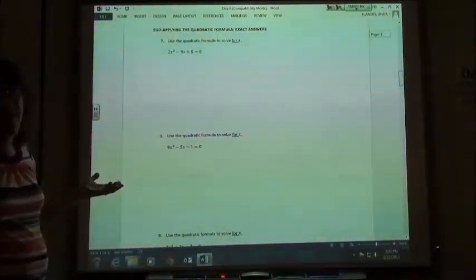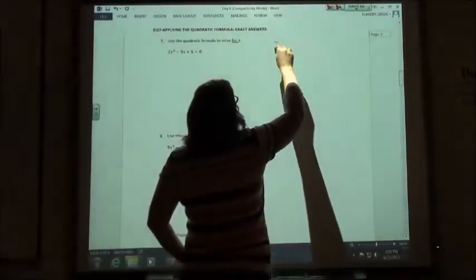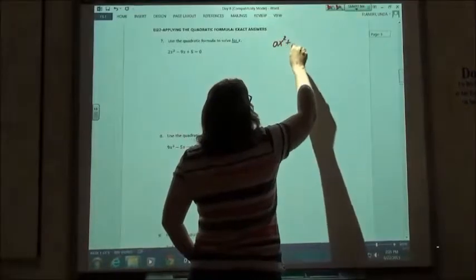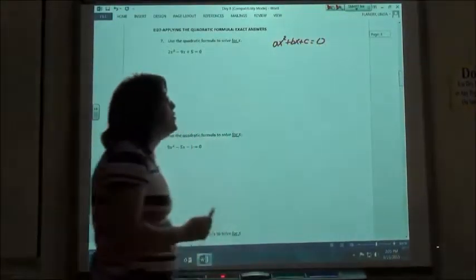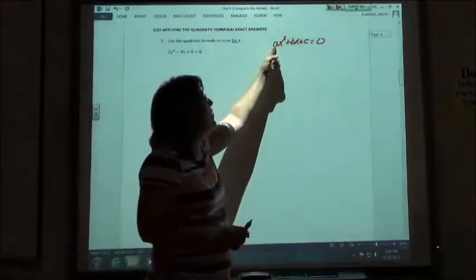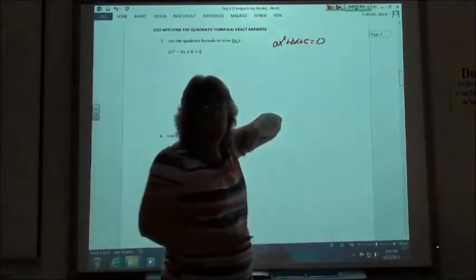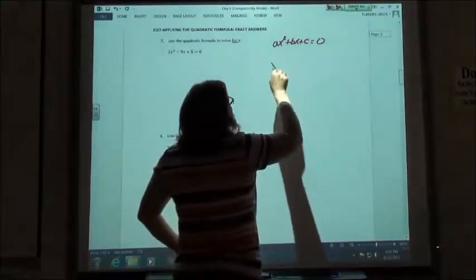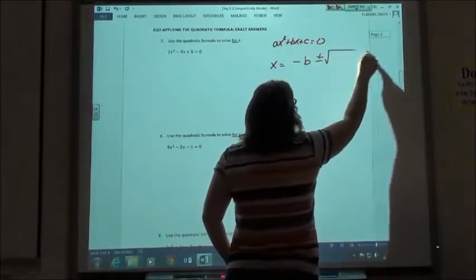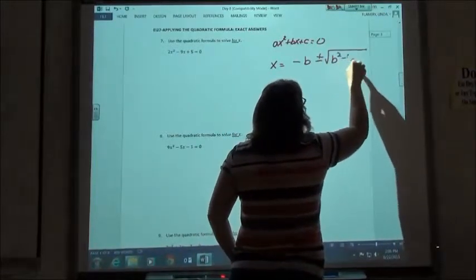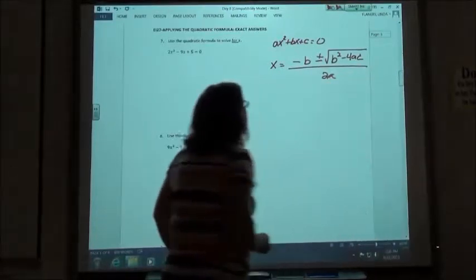Even on the ones that factor, you can use the quadratic formula. The quadratic formula says if you have ax squared plus bx plus c equals 0, in other words a quadratic equation where a is the coefficient of your x squared, b is the coefficient of your x, and c is your constant term, then x is going to equal negative b plus or minus the square root of b squared minus 4ac, all over 2a.